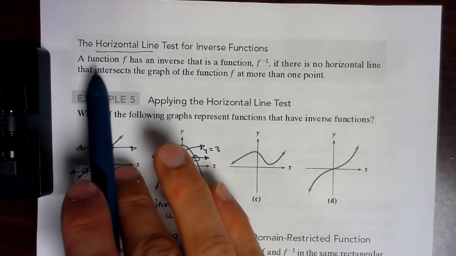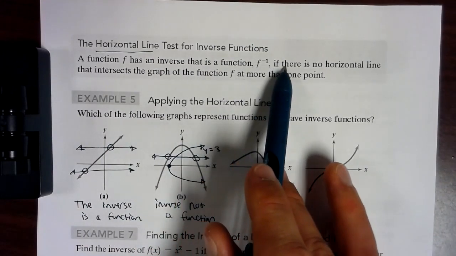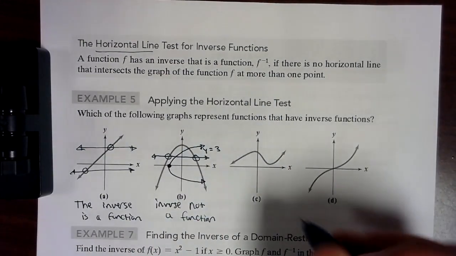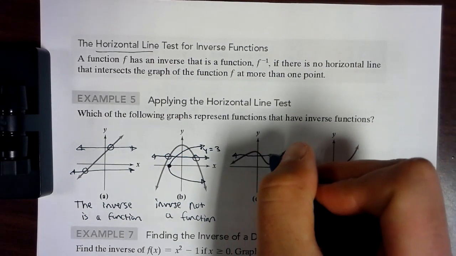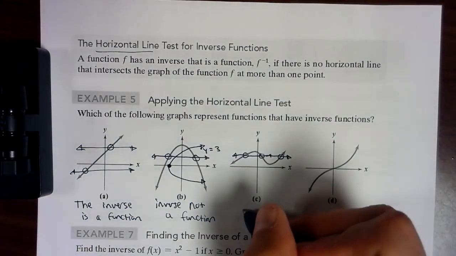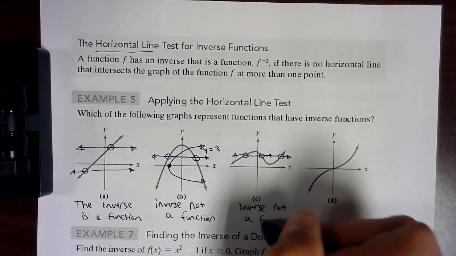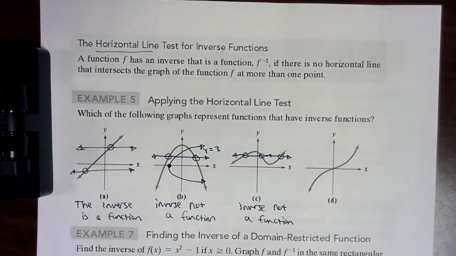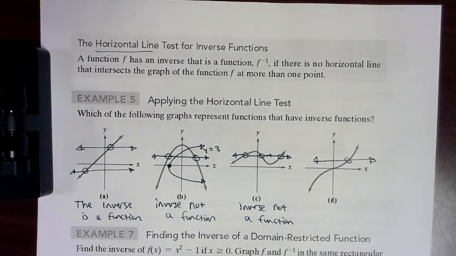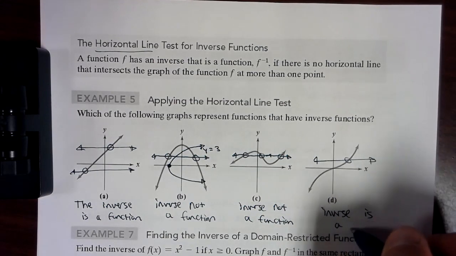Okay, so here's our definition. A function f has an inverse, that is f's inverse, if there is no horizontal line that intersects the graph of the function at more than one point. Okay, so here, if I draw a horizontal line, actually this one, we're getting 3 different x's for 1 y. So inverse, not a function, which is a problem. Okay, and then lastly, this one, no matter where I draw that horizontal line, it's going to only intersect once. So in this case, the inverse is a function.